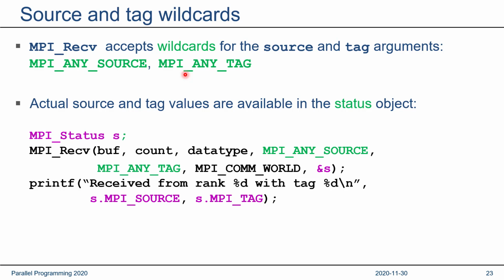Now, if you do that, the actual source and tag that are attached to the message are available in the status object. So the status object has to be declared like here. The MPI receive returns, and in this case I'm pulling out all the stops, so I'm using wildcards for the source and the tag, and that's actually one of the three reasons for the status object, that I can get hold of the source and the tag afterwards. Now, after the receive returns, of course, the tag and the source are known, and I can request them by accessing the components MPI source and MPI tag of the status object.